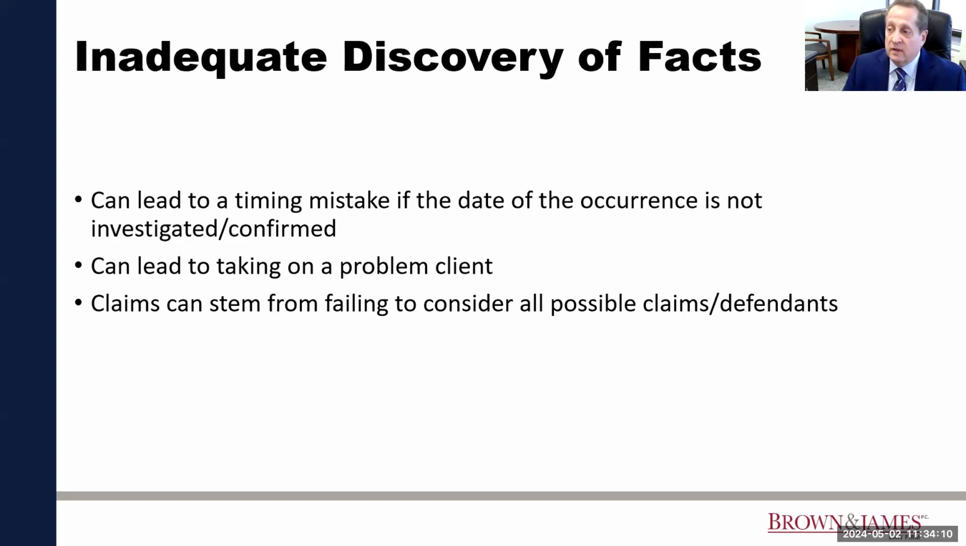This kind of dovetails into failing to discover facts. A timing mistake can occur because you haven't done enough investigation to know when the cause of action accrued. Same example of when the client is confused about when they last saw the doctor, that sort of thing. You want to really have some verification before you determine for sure when the statute of limitations started to run.